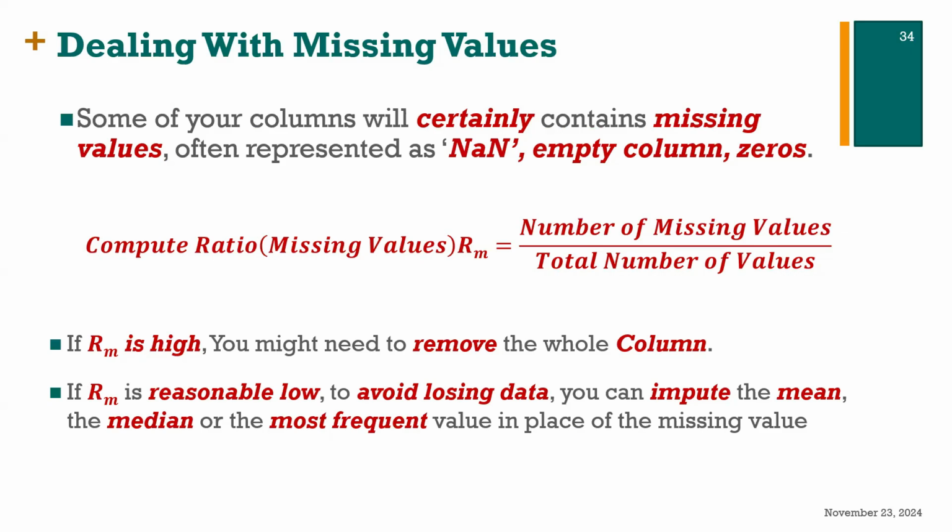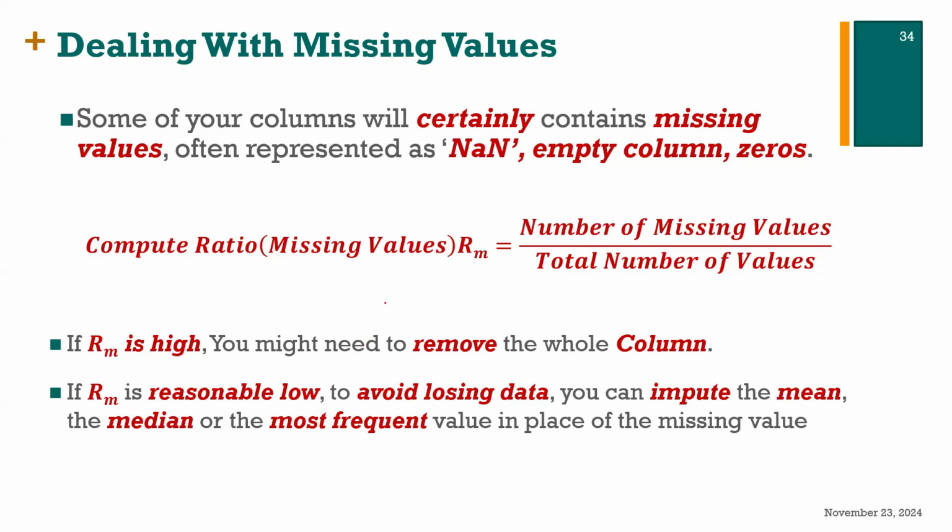And we also discussed how to deal with missing values. The first thing is to compute the missing value ratio. It is the total number of missing values divided by the total number of values in that column. Each column represents one feature. If the ratio is high, then it's better to just remove that column. This is one way of dealing with missing values.